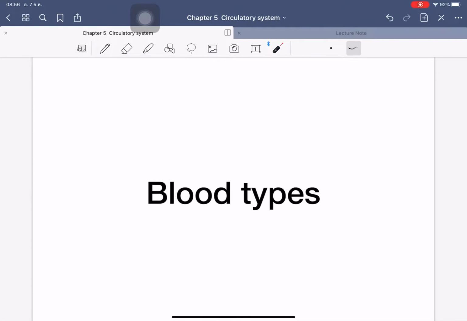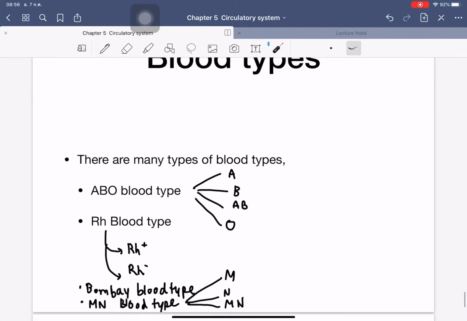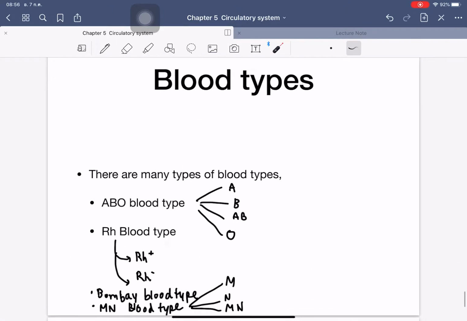Next, we have blood type. Here we have many types of blood type. At least we have the ABO blood type and the RH blood type. Later you can learn about the MN blood type, the Bombay blood type, and many other types. But in our talk we mention just the ABO blood type and the RH blood type.